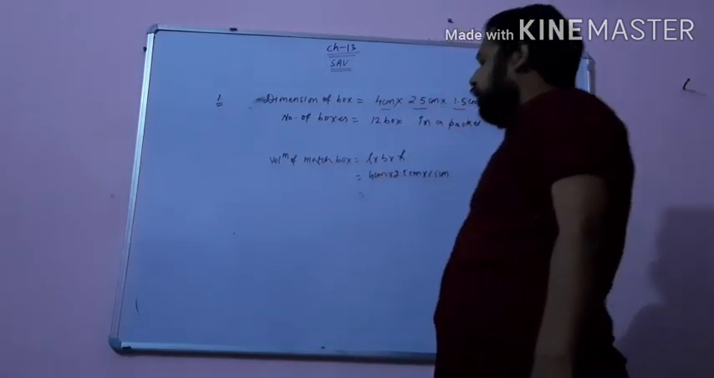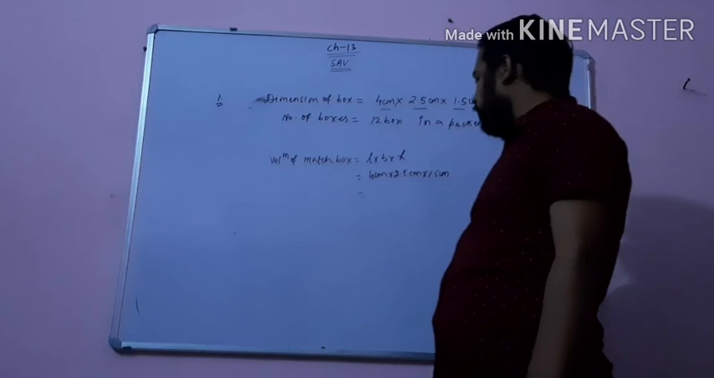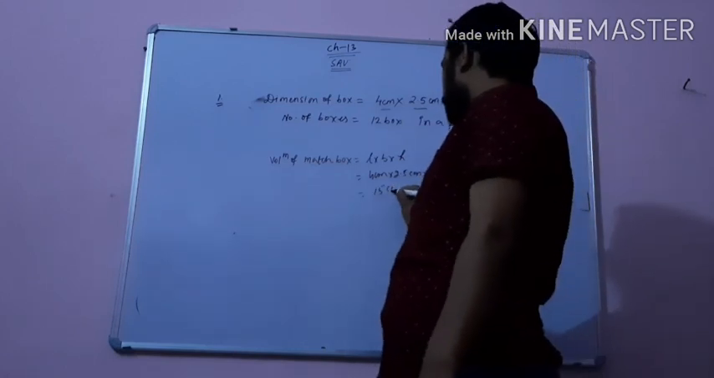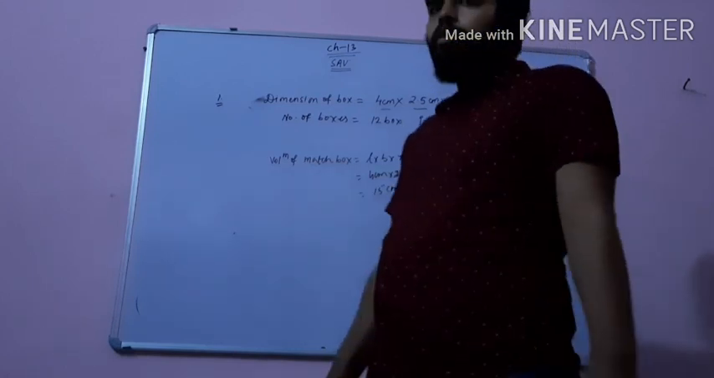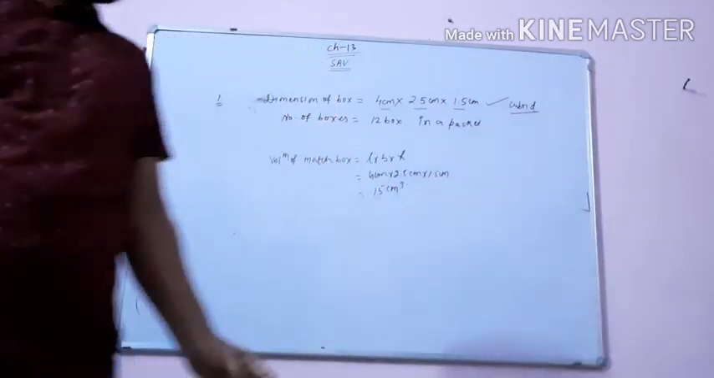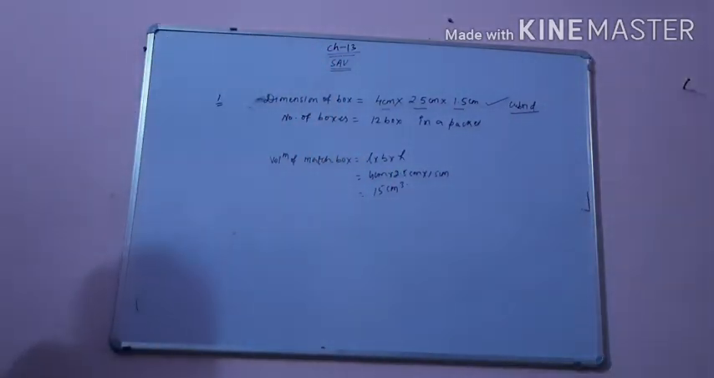Now, 4 centimeter multiplied by 2.5 centimeter multiplied by 1.5 centimeter. 4 multiplied by 2.5, that will be 10. 10 multiplied by 1.5, 15 centimeter cube. The volume of one matchbox is 15 centimeter cube.